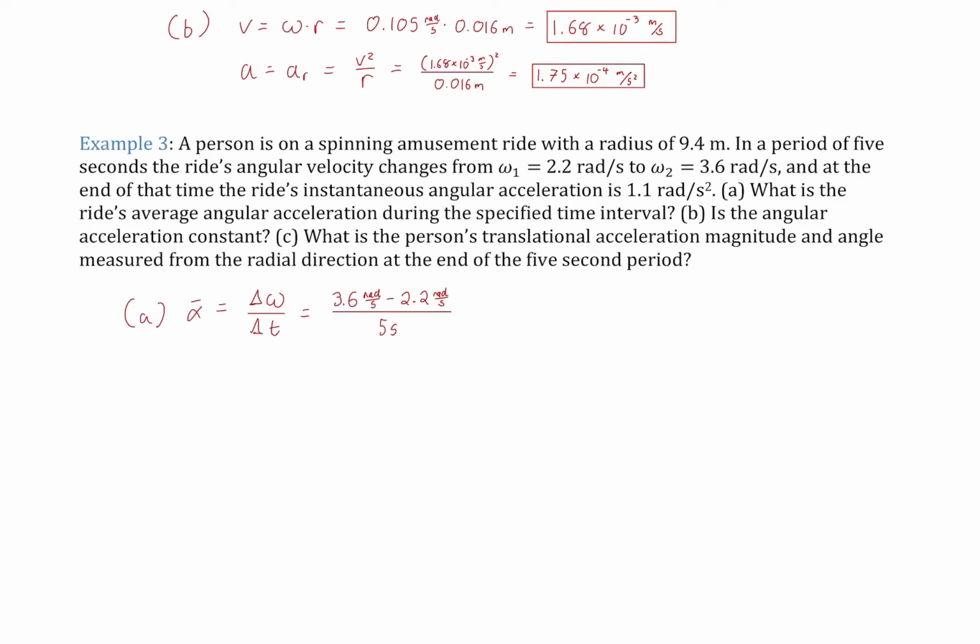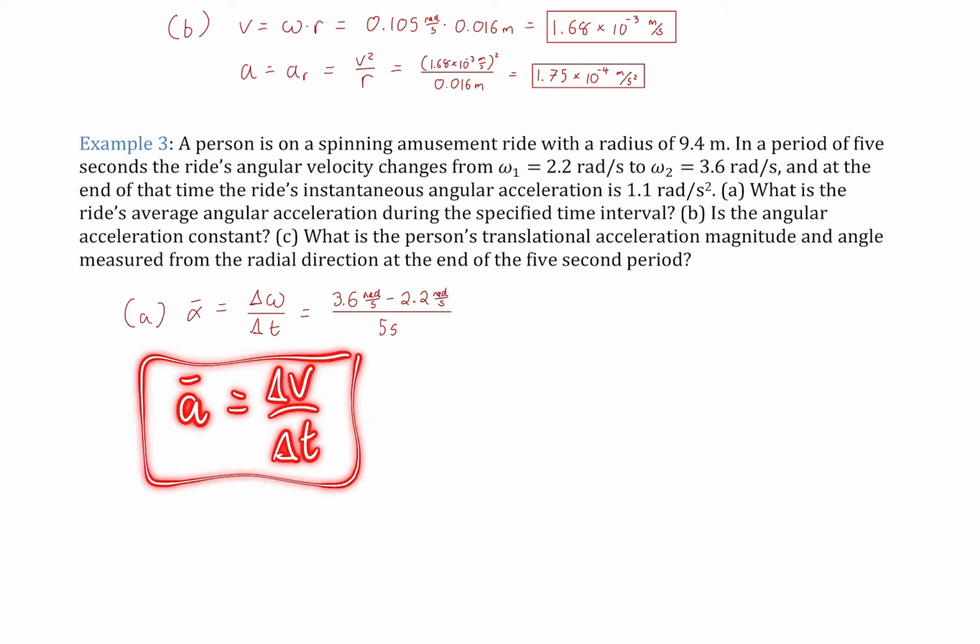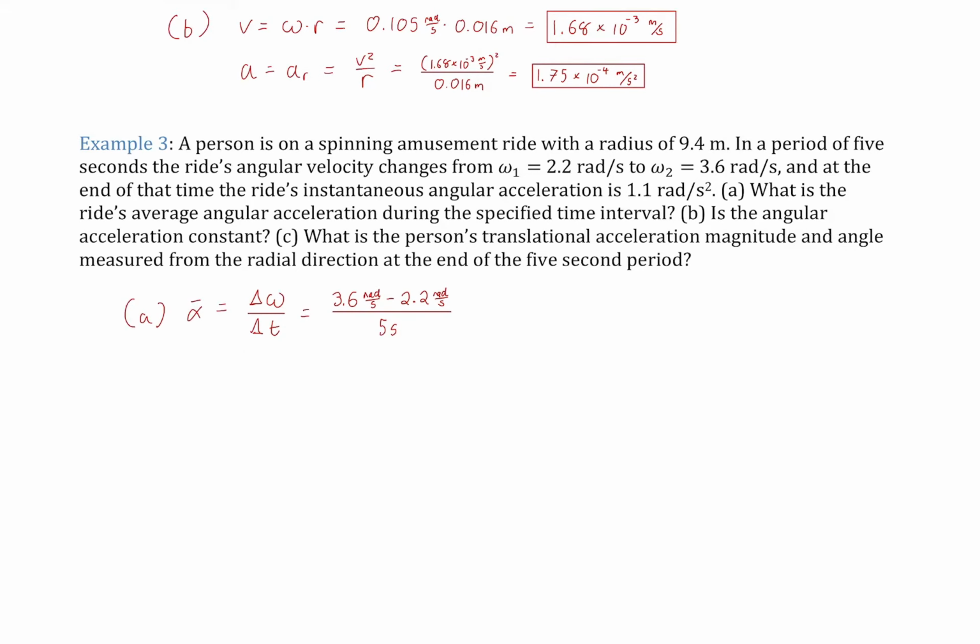First of all, what is the average angular acceleration during the specified time interval? Well, that's literally just going to be delta omega over delta t, the definition of average angular acceleration. Again, you can imagine doing this for translation: average acceleration equals delta v over delta t. See how there are parallels between all the terms we were used to in translation and our new angular terms.